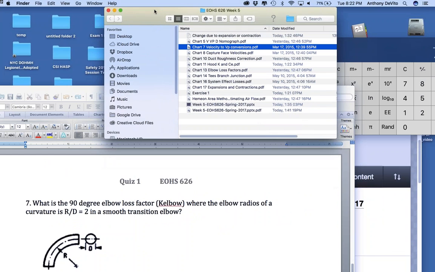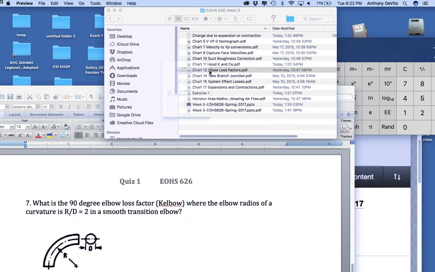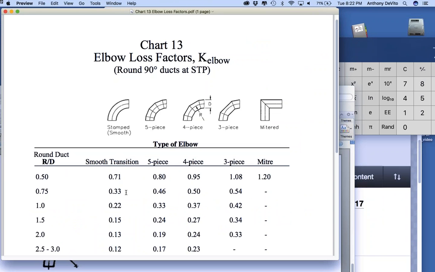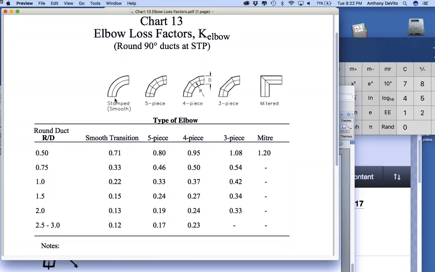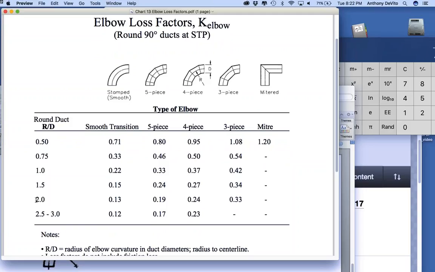Let's look it up. Chart 13, elbow loss factors. And smooth transition, that means it's a very smooth pipe. It's not one of these jointed sections, and it's not an abrupt miter, like a right turn angle and so forth. So it's a smooth transition. It's 90 degrees. And we said the R to D ratio is 2.0. So the K factor is 0.13.